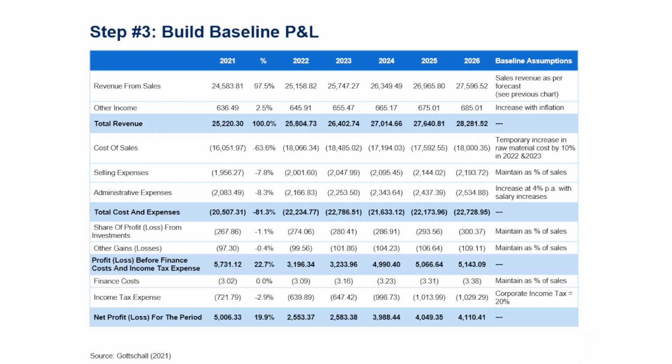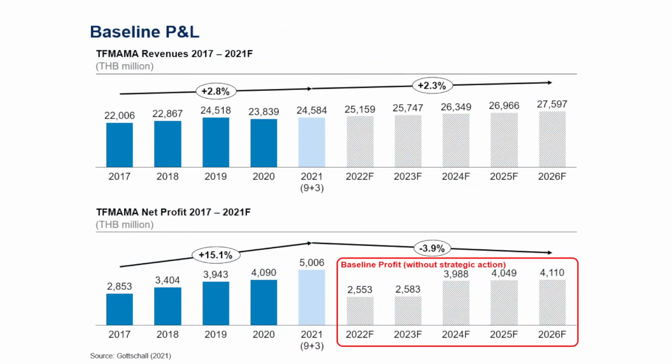For other components of the P&L, I just assume that I can maintain it as percent of sales. And for corporate income tax, I assumed a corporate income tax of 20%. So all the lines add up, and that gives us a baseline P&L. And if I go to the next page, you see how this P&L plays out visualized.